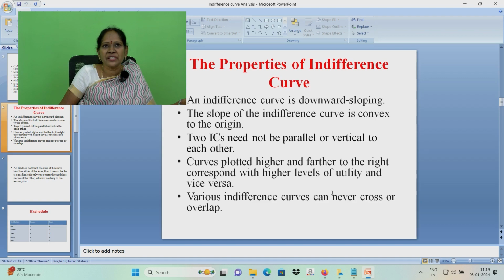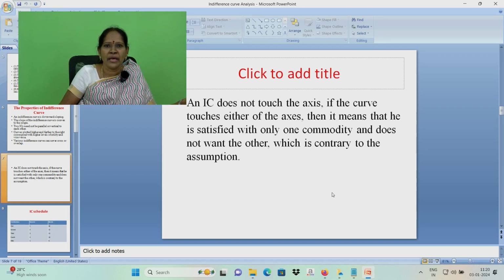The properties of indifference curves are: an indifference curve is a downward sloping curve and it is convex to the origin. Two indifference curves need not be parallel or vertical to each other. Curves plotted higher and further to the right correspond with a higher level of utility or satisfaction, while the plot to the left gives less satisfaction. Various indifference curves can never cross or overlap, that is, they do not intersect each other. An indifference curve does not touch the axis, whether the x-axis or the y-axis. It never touches each other.